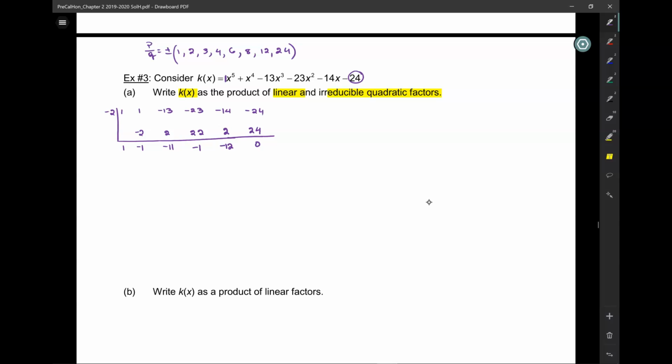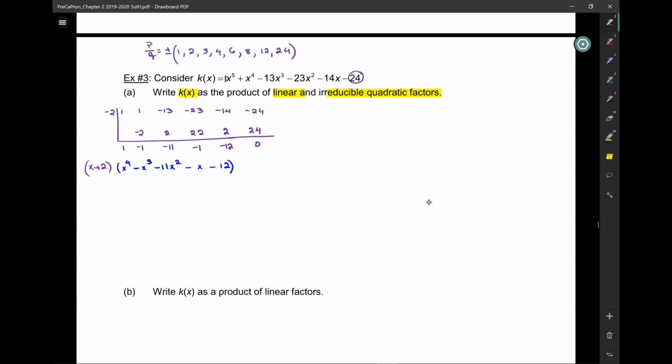So now we're going to write the factors of this. If the -2 is a 0, that means x plus 2 is a factor. The depressed polynomial will give us x to the 4 minus x cubed minus 11x squared minus x minus 12. Okay, that's it. So now x to the 4, I can't factor that by hand. So now I have to do synthetic division with this one.